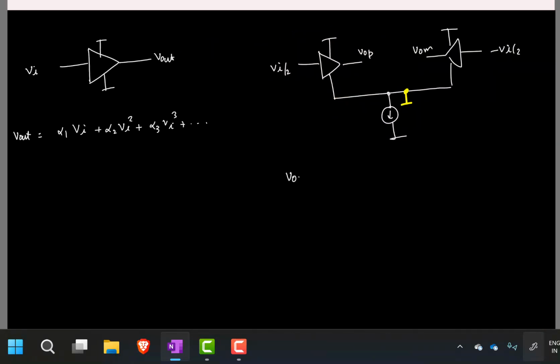So what do you think VOP will be? This is the same amplifier as this. What is VOP? Alpha 1 Vi by 2, same thing, plus alpha 2 Vi square by 4, plus dot dot dot. And VOM will be minus alpha 1 Vi by 2, plus alpha 2 Vi square by 4.